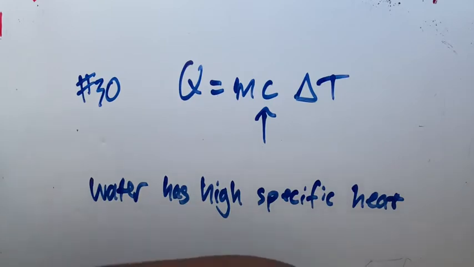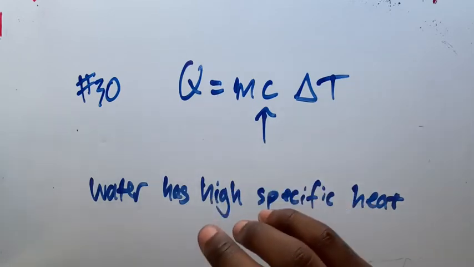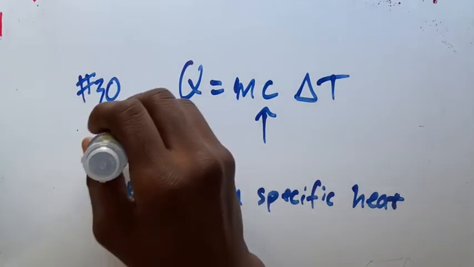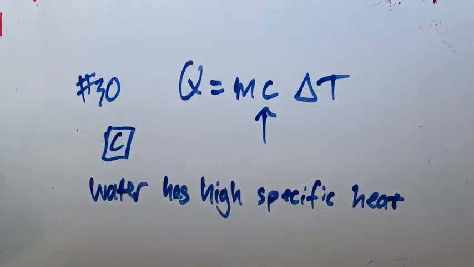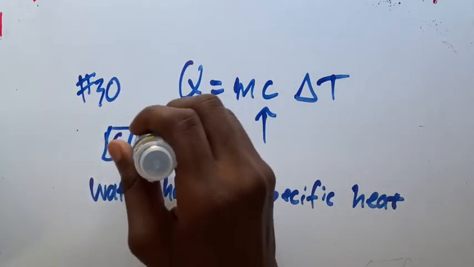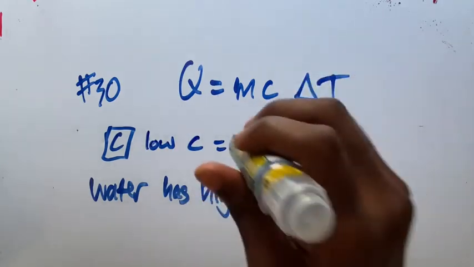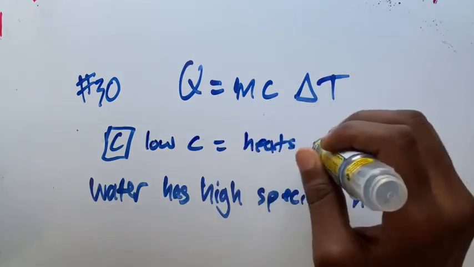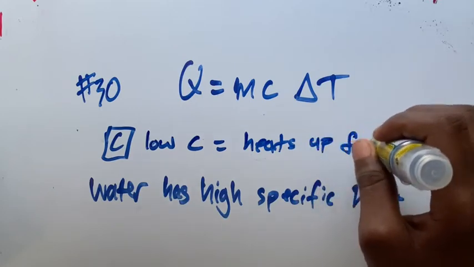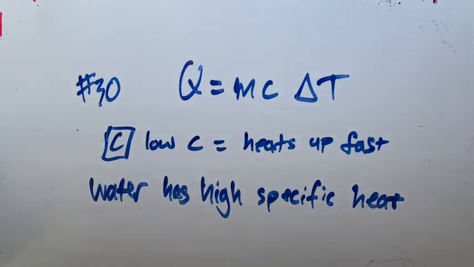And so here, the answer is going to be C, a low specific heat. So low specific heat, so low C, basically means it heats up quickly, heats up fast. But water, which has a high specific heat, heats up slow.